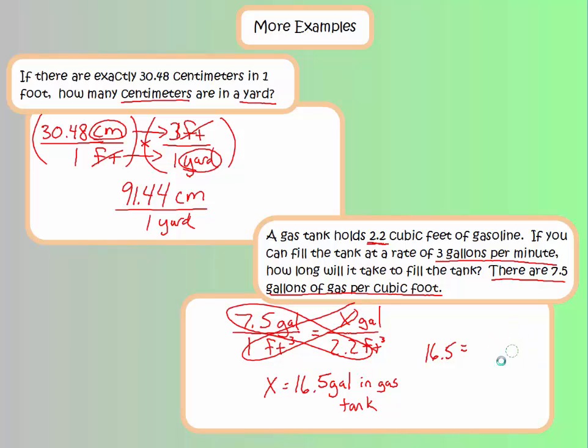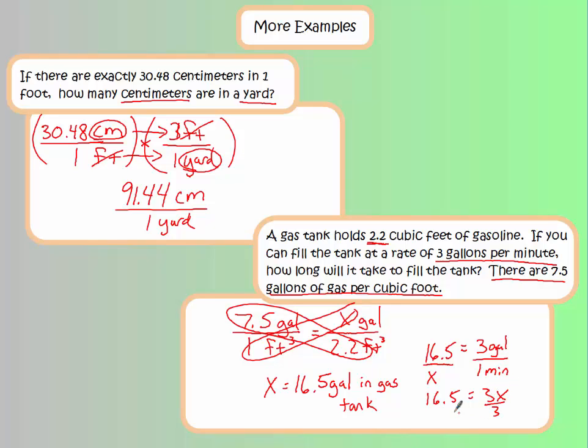Let me actually erase that and show you how these labels are going to work out. So the 3 was in gallons per minute. 3 gallons in 1 minute. And I'm wondering how many minutes, X, it's going to take for 16.5 gallons. Okay, so again, I can use cross multiplication if I want. I end up getting 16.5 times 1 is 16.5, and 3 times x is 3x.